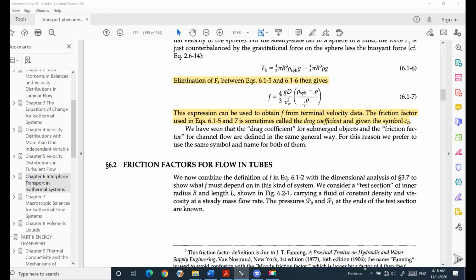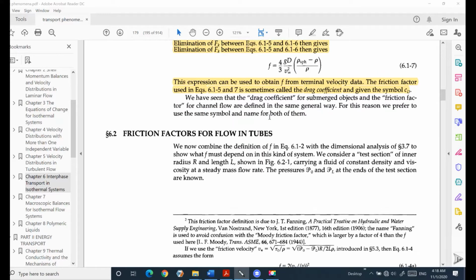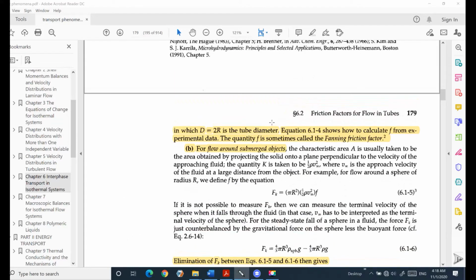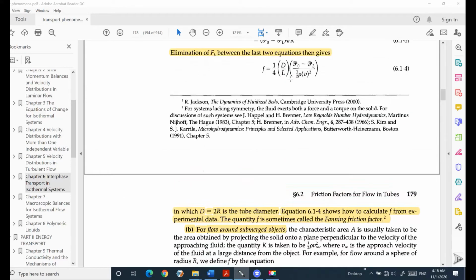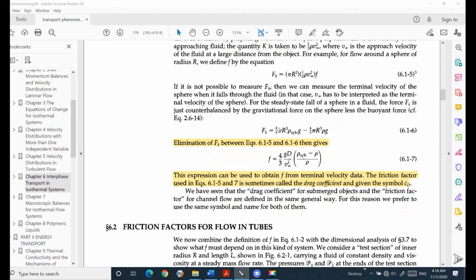Okay, we defined what the friction factor is and how it changes when the system changes. We have two systems: flow in a channel and flow around some object. So we defined the relationship. How can we calculate the friction factors? How can we set up some experimental data to calculate the friction factor?